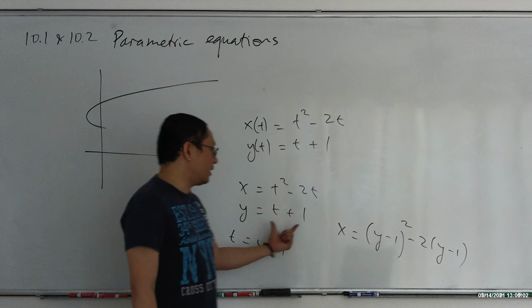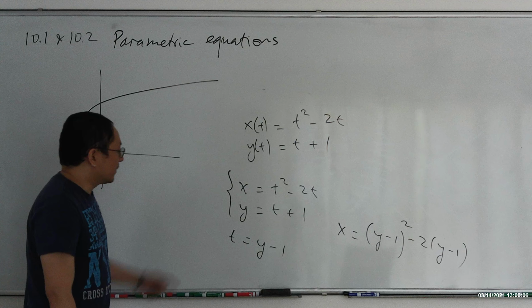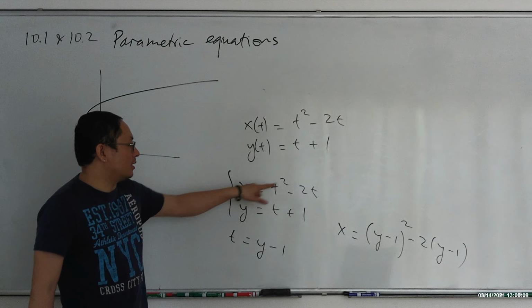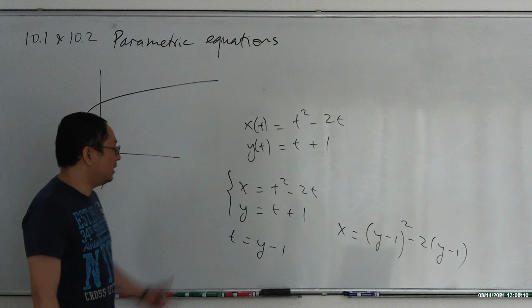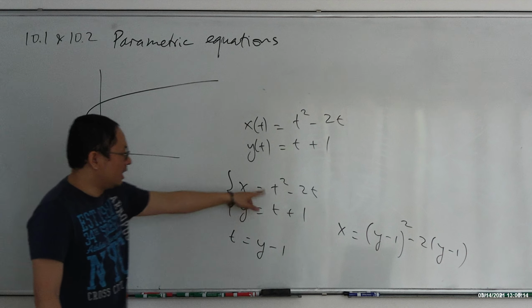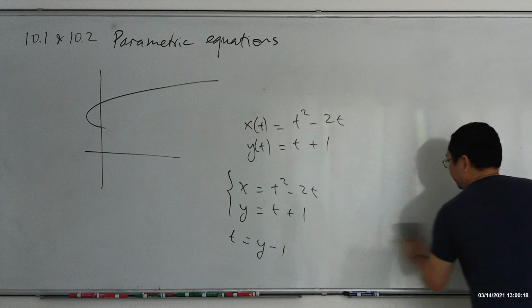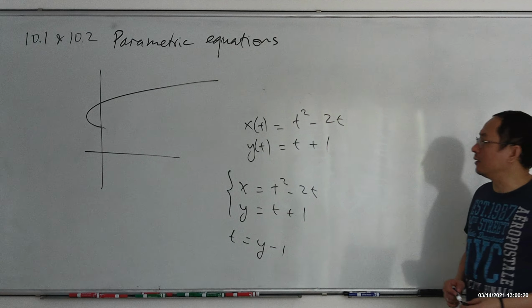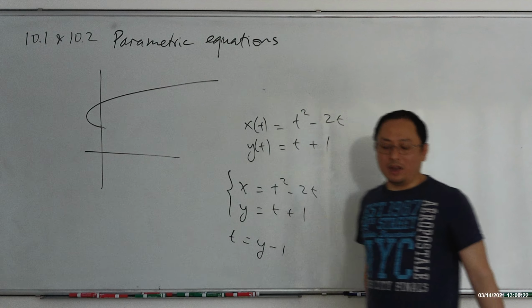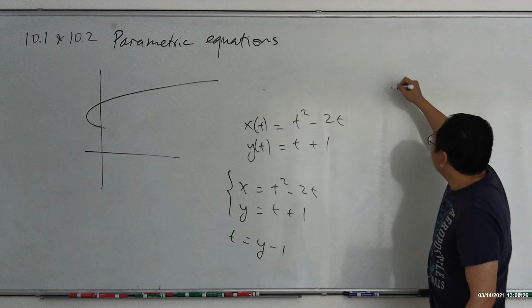But many other times you cannot solve for t, then just leave it this way: x is a function in terms of t, y is another function in terms of t. And this is called parametric equations. Here t is the variable, and x and y are now functions of it. So that's the introduction.